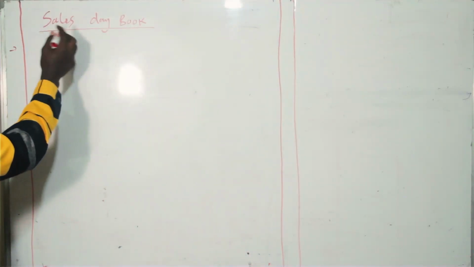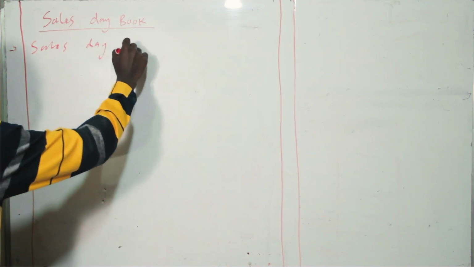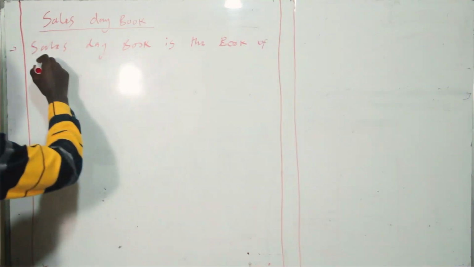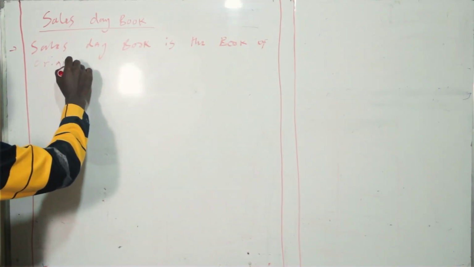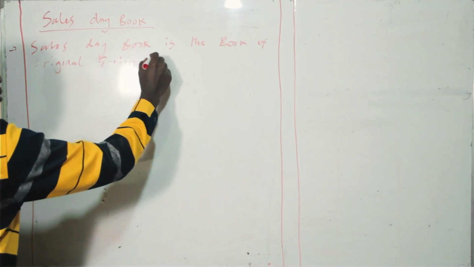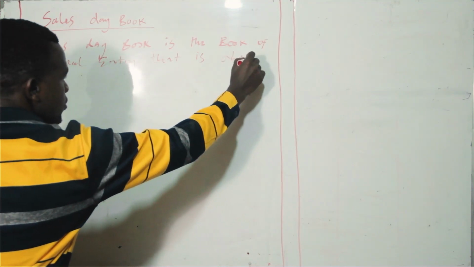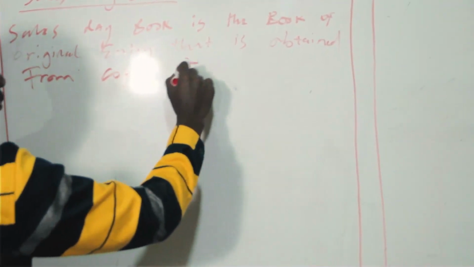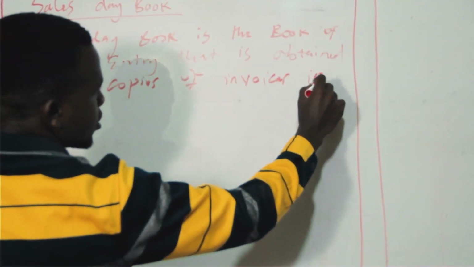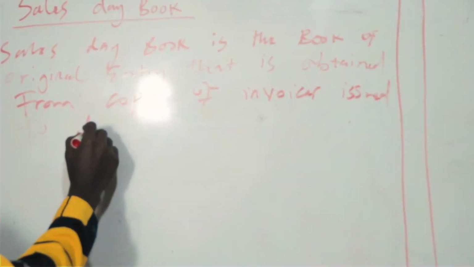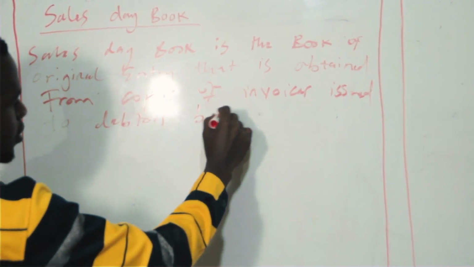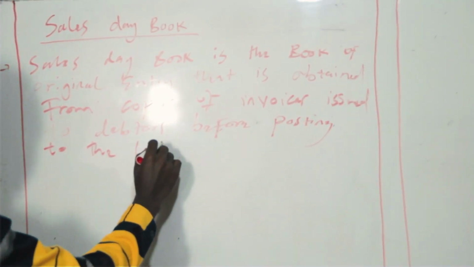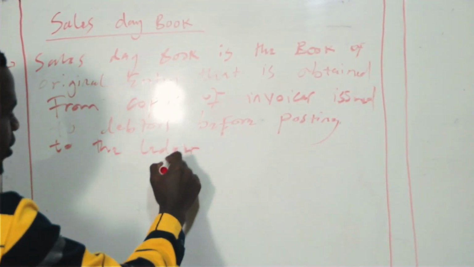So I've said the sales daybook. Sales daybook is the book of original entry that is obtained from copies of invoices issued to debtors before posting to the ledger in order of dates.